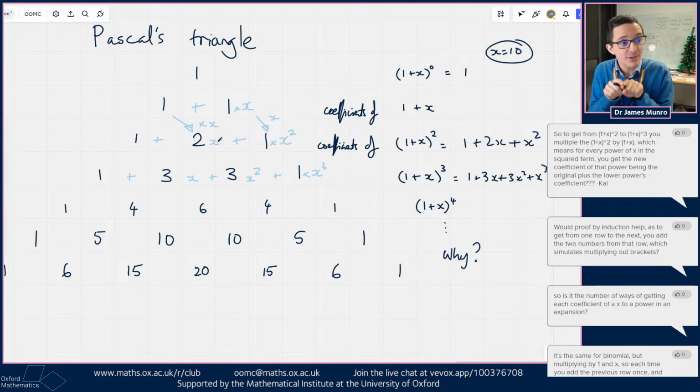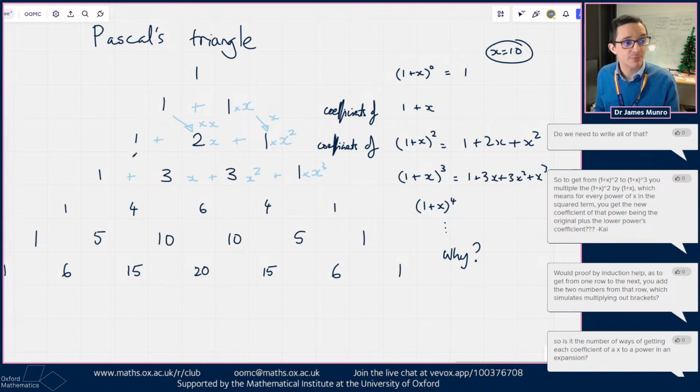To get from 1 plus x squared to 1 plus x cubed, you multiply that by 1 plus x, which means multiplying by x, and also multiplying by 1, and then adding things together. So over here I get x squared, and I get x cubed. Over here I get 2x squared, and I get 2x. Over here I get 1 times x is x, 1 times 1 is 1.